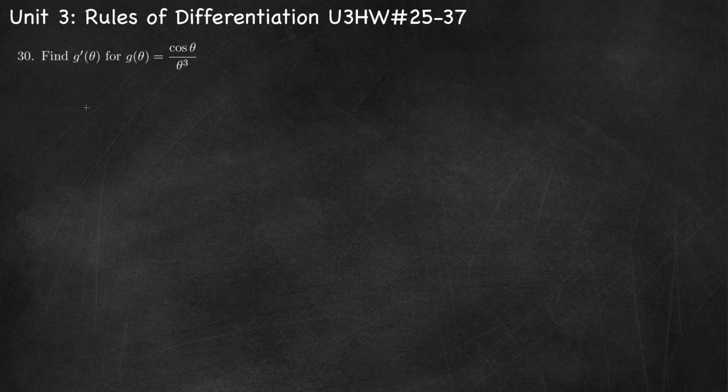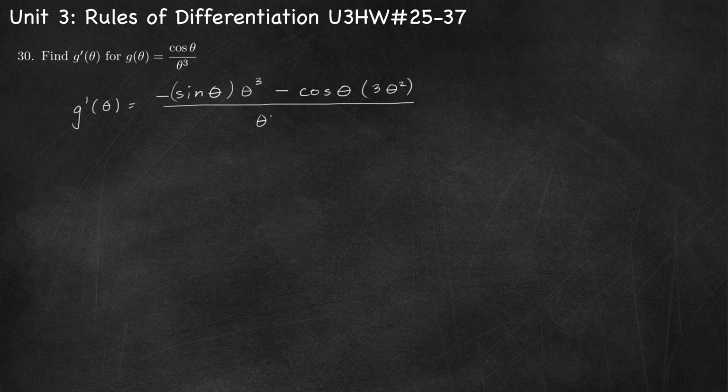Number 30, find g prime of theta for g of theta equals cosine theta over theta cubed. G prime of theta, we're using quotient rule, so we have derivative of the top, derivative of cosine theta is negative sine theta, times the bottom, so this is going to be multiplied by theta cubed, minus the top, so cosine theta, times the derivative of the bottom. The derivative of theta cubed is 3 theta squared. All of this is over bottom squared, so theta cubed squared is theta to the power 6.